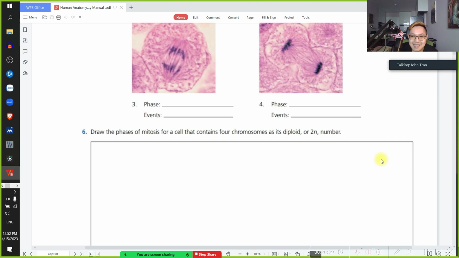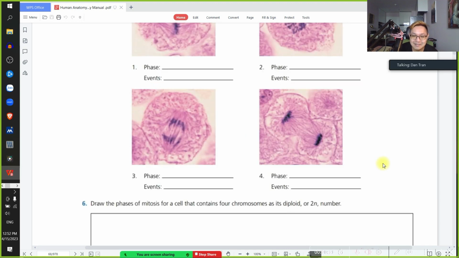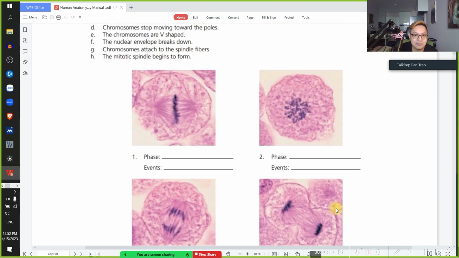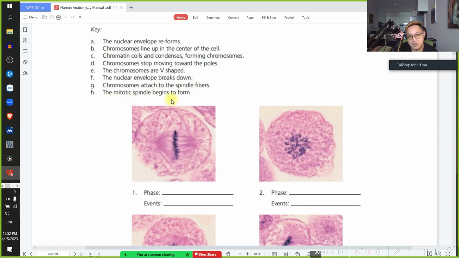Alright, draw the phases. Ủa vậy là cái cuối cùng mình nằm ở đâu là the H? How about number H? The mitotic spindle begins to form. That is prophase. Number 2. Nó phải nằm ở đây mới đúng nha. Yeah. It has to be here, prophase. Đó là sợi thoi phân bào, những cái sợi của nguyên phân bắt đầu hình thành là nằm ở prophase mới đúng nha.